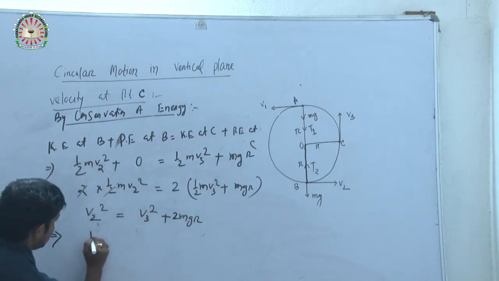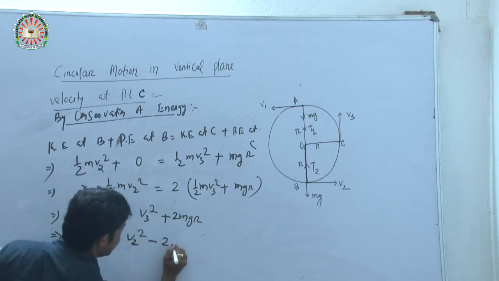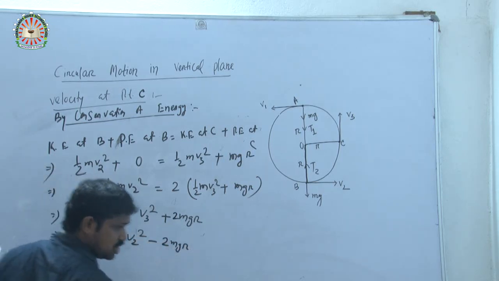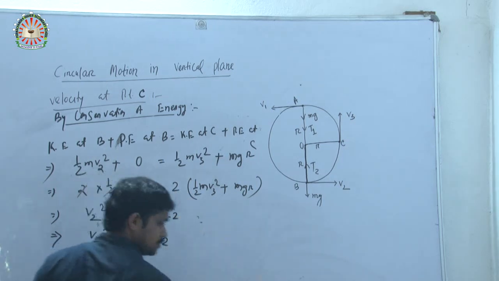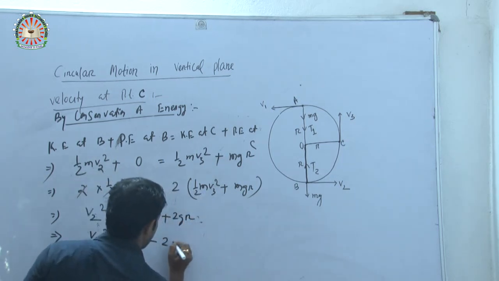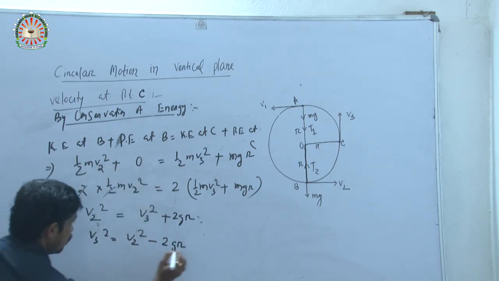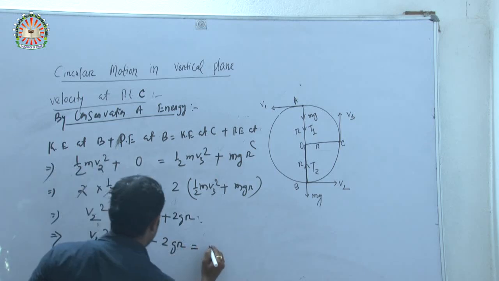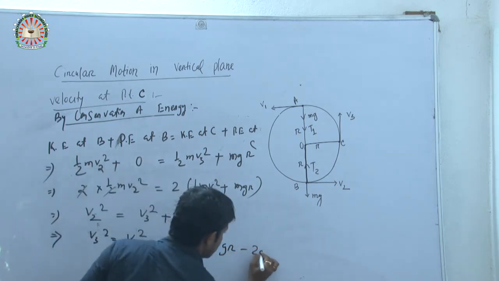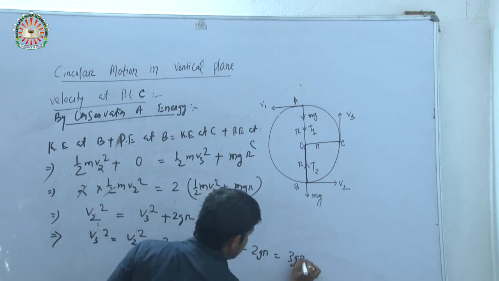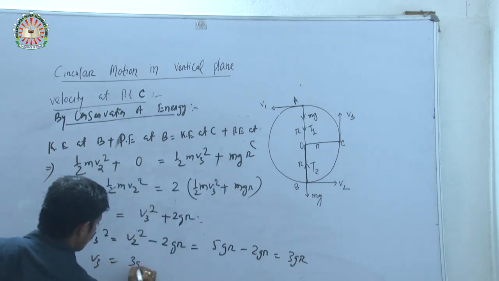Okay. So what are we going to find out? We have to find out this v3. So v3 square is equal to v2 square minus 2gr. Okay, so now we have to put the value of v2 square. Already we have got what? 5gr. v2 square minus 2gr, so that is equal to 3gr. So that implies v3 is equal to root over 3gr.